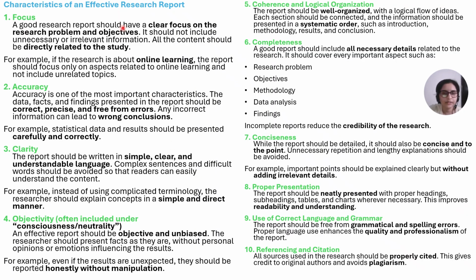Characteristics of an effective research report. First, it should have focus. That is, it should clearly focus on the research problem and its objective. Then it should have accuracy. It should not have any mistakes. Okay. Clarity. It should be in simple, clear, and easily understandable language. And it should be objective. That is objectivity. Okay, that means it should be very fair and it should be unbiased.